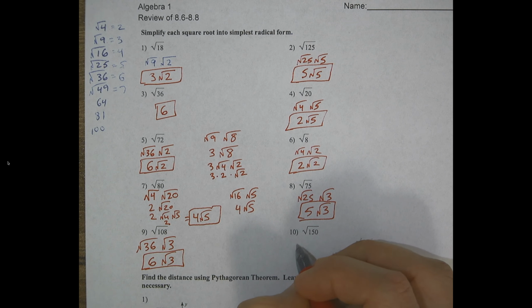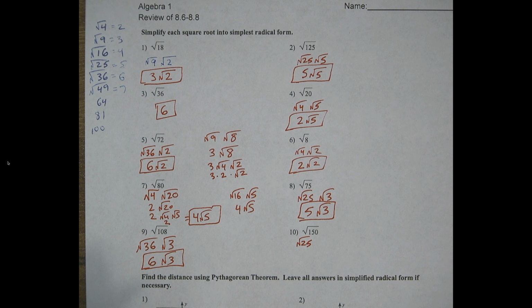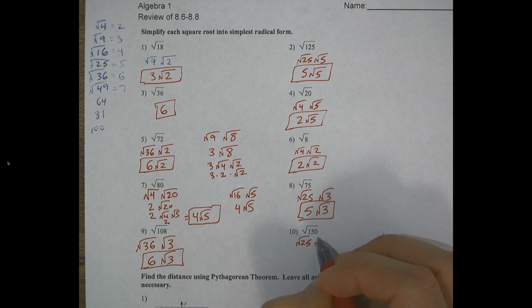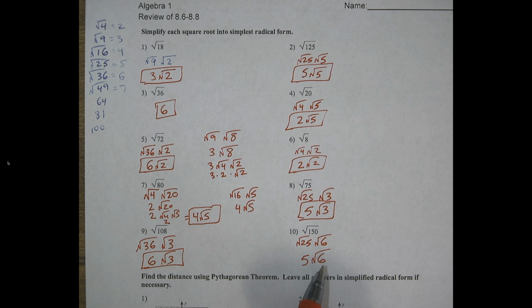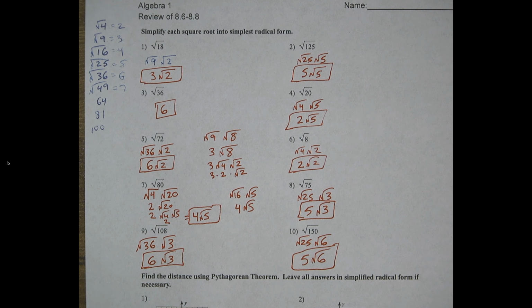I'd go to 25 here. And if you're not sure, just do the division. 150 divided by 25. 6. Square root of 25 is 5. And 6, when you first look at it, you might go, can I go farther with 6? But if you take a look, is 4 going to fit into 6 evenly? No. 9 is already too big. So 6 is simplified. Final answer 5, radical 6.